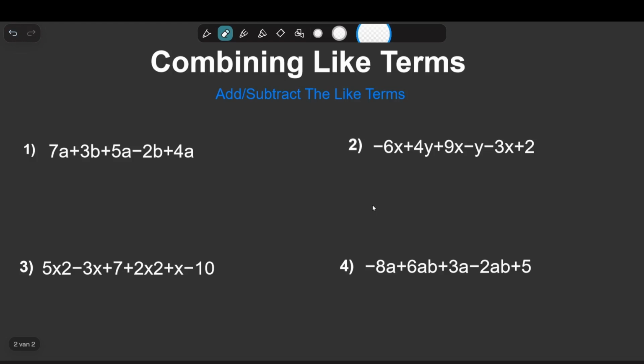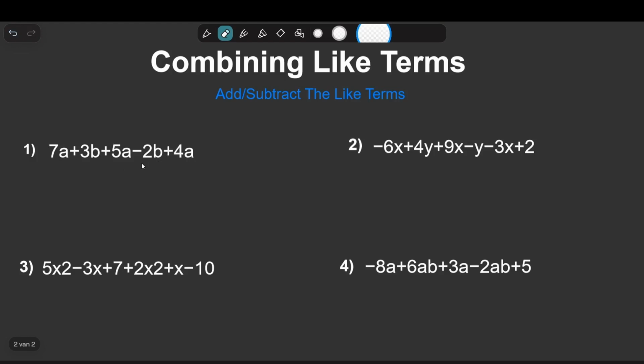work with. So let's jump into number 1, where we have 7a plus 3b plus 5a minus 2b plus 4a. What we're going to do is start by organizing these. We're going to find all of the like terms and sort them from left to right. So we have 7a, 5a, and 4a.